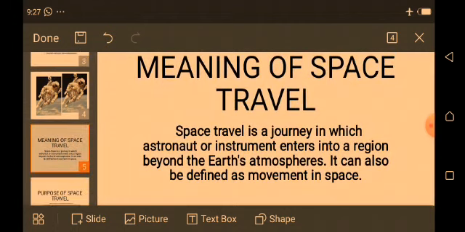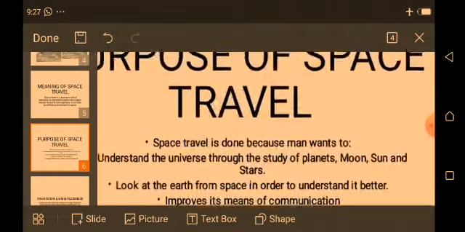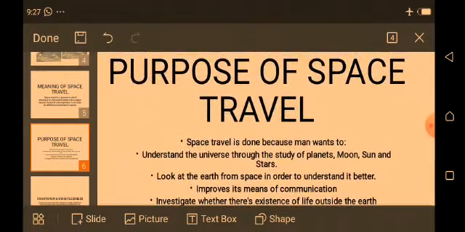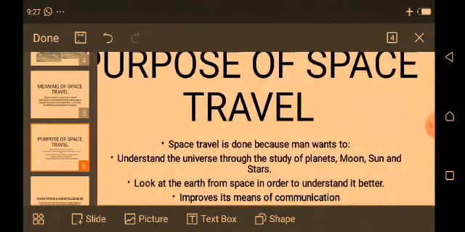Okay, let's look at now the purpose of traveling into space. Why would one just stand up one day and say, I want to travel into the space? I want to go into the space. Why is it like that? Alright. The first reason is because man wants to understand the universe through the study of our planets, our moon, the sun, and the stars.